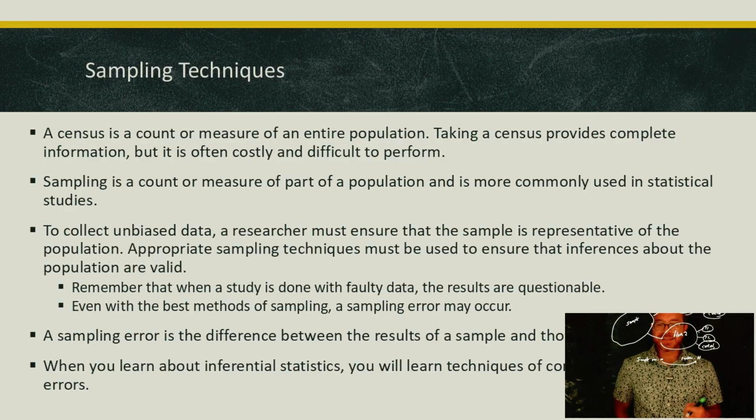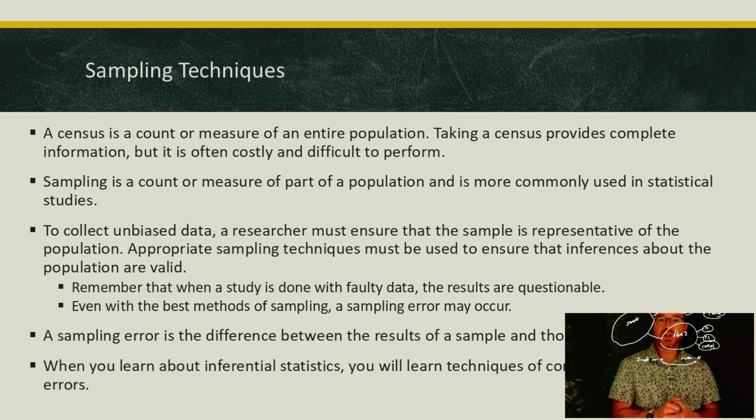The first is a census, which is a count or measure of our entire population. Now, we talked about this before. Taking a census provides you complete information, but it's often very costly and difficult to perform. When we take a census, we have a parameter that represents the population variable that we're interested in. The population parameter we often refer to as the true parameter, the true value.